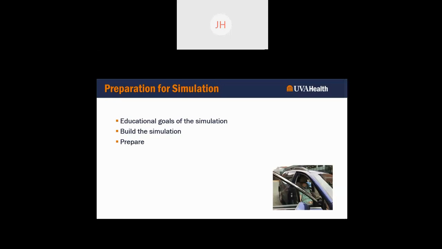I need a mannequin. I need supplies. I need props. I need people. Occasionally people are props. They are people we put into the simulation who know what's going on, but they have a specific role to play to make something happen. Get all that preparation ready, and now you're ready to run the simulation.